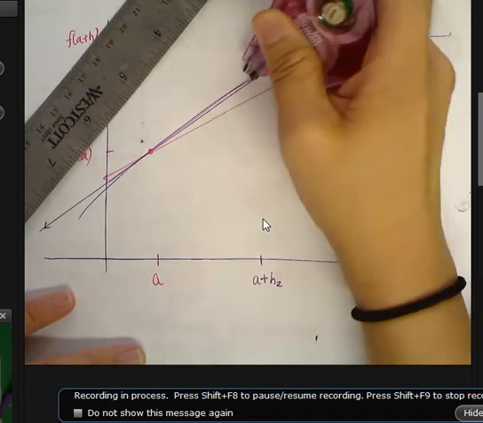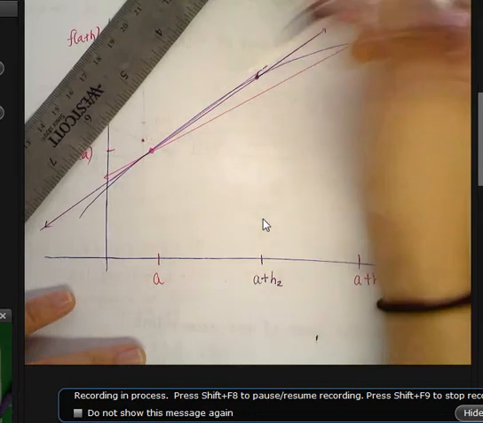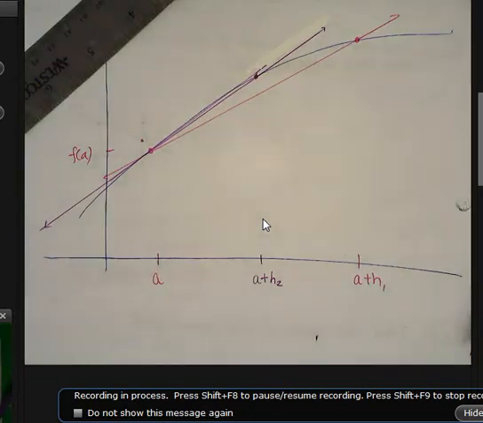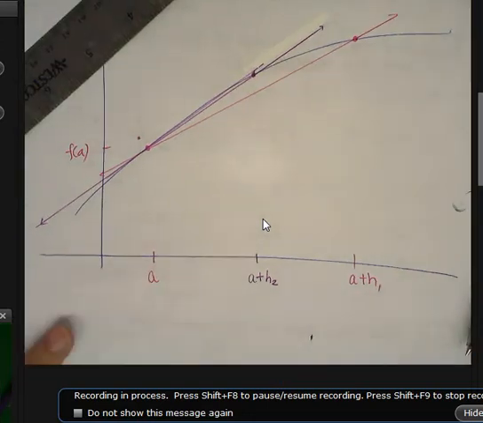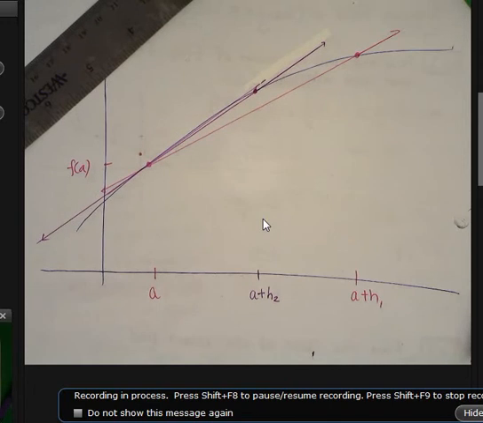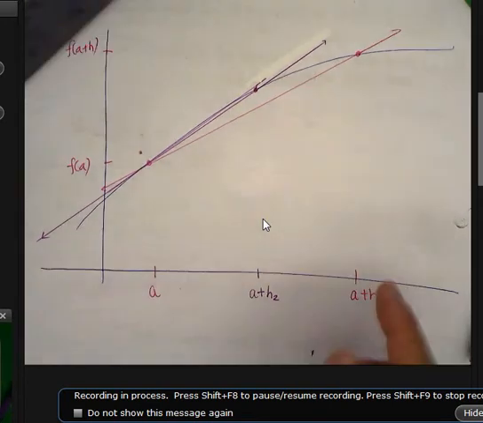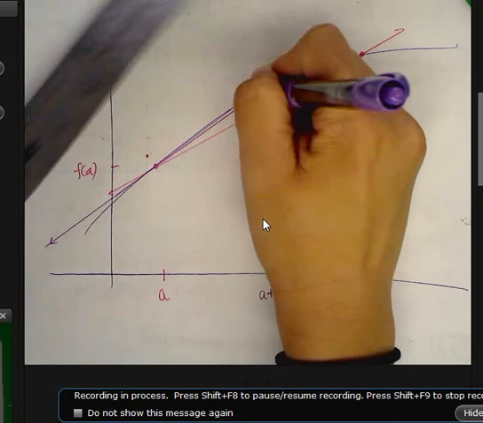Well, obviously, because you picked a point, right? You picked a second point. What do you think? But did it get closer? Is my purple line? That's awful.